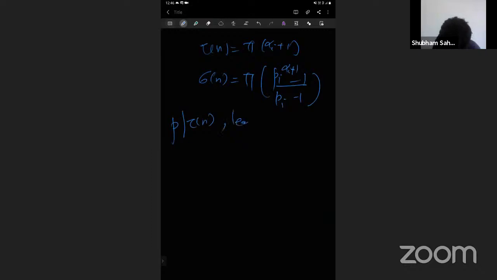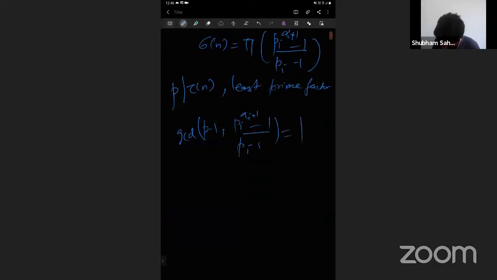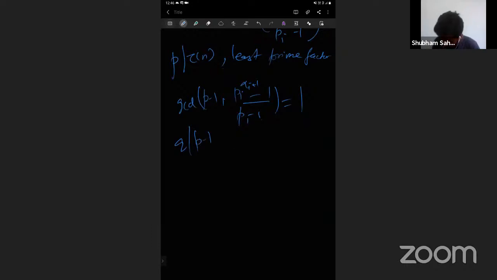So we had tau n is equal to the product of pi to the power alpha I plus 1 minus 1 over pi minus 1. Now you took p to be the least prime factor dividing tau n. So we were trying to show that GCD of p minus 1 and pi to the power alpha I plus 1 minus 1 over pi minus 1 is equal to 1, right? So suppose you took some prime q dividing p minus 1. Now you assume that q divides this modulo pi minus 1.